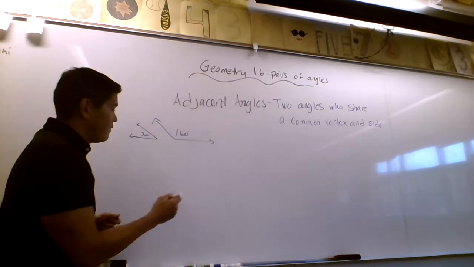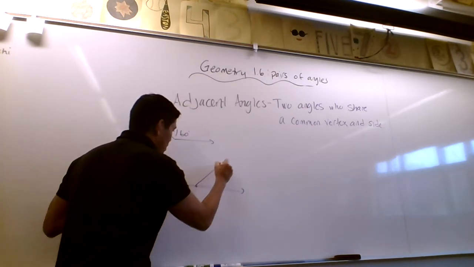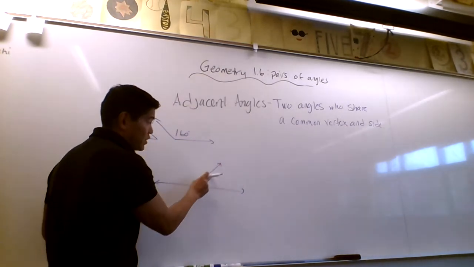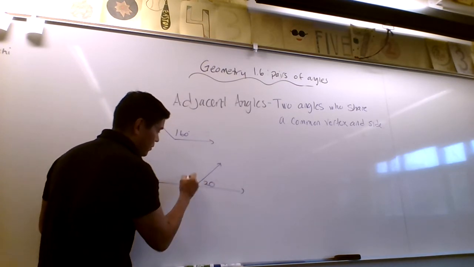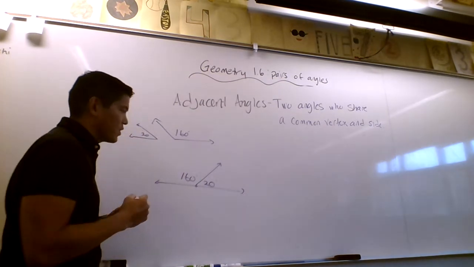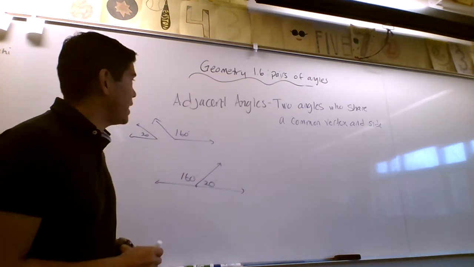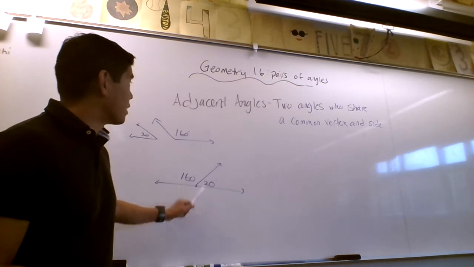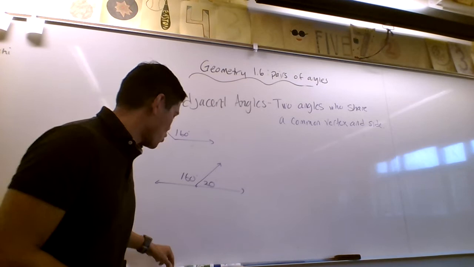If I have a pair of adjacent angles that are supplementary, if they're adjacent, they have to share a common side and endpoint. So let's just say this angle is 20 degrees, this is 160 degrees, and 20 plus 160 is 180. So they're adjacent, they're supplementary. Then they form what's known as a linear pair.